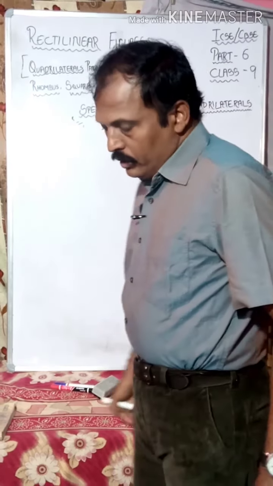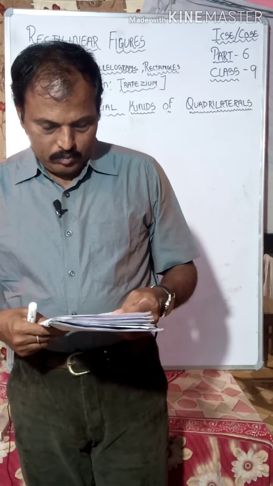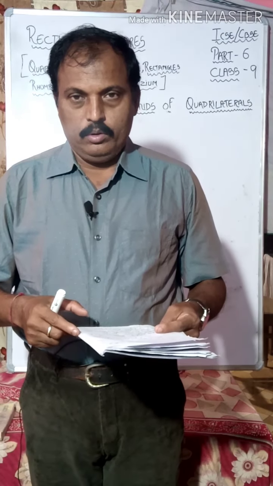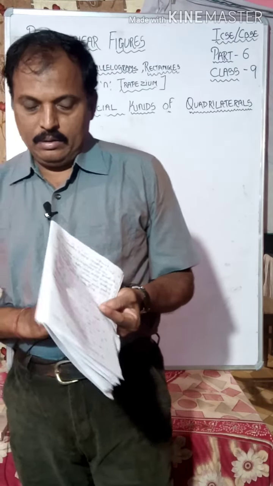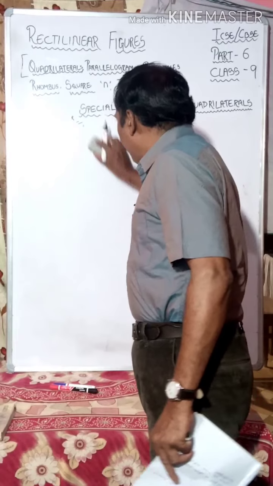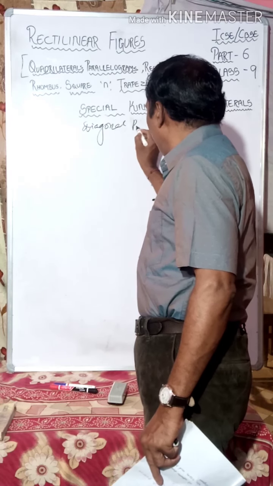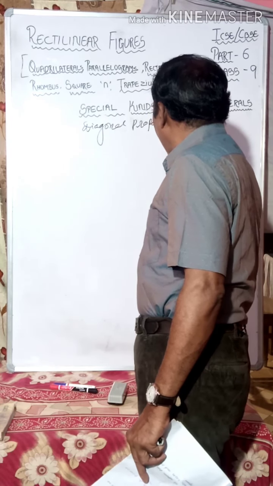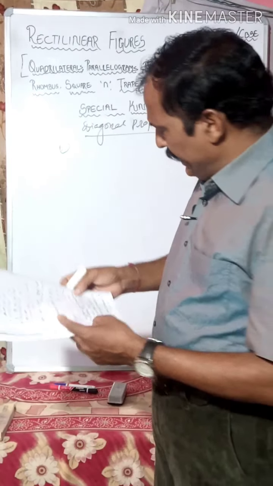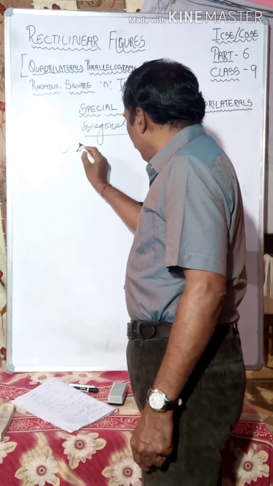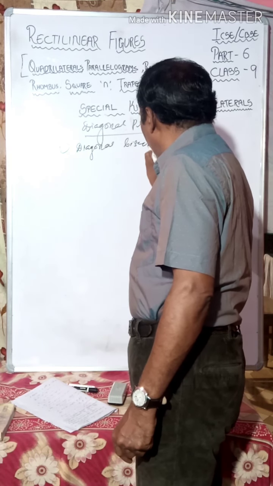Some points relating to diagonal conditions of a parallelogram or special kinds of quadrilateral. Diagonal properties. Number one, what are the diagonal properties? Diagonals bisect each other.